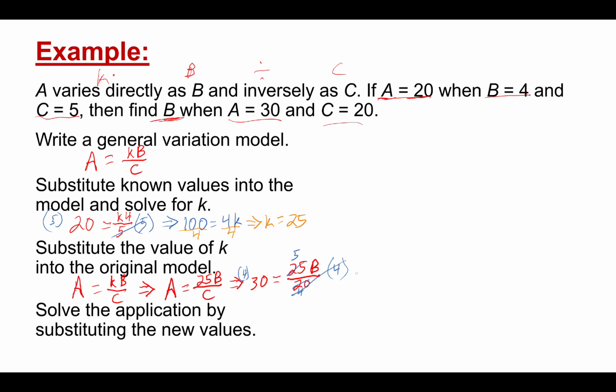This is then going to be, what's this going to be? This is going to be 4 times 30, so 120, is equal to 5B. Divide by 5, divide by 5. 5 will go into 12 two times. That leaves me 20 left over. 5 will go into 20 4 times. So B is equal to 24.